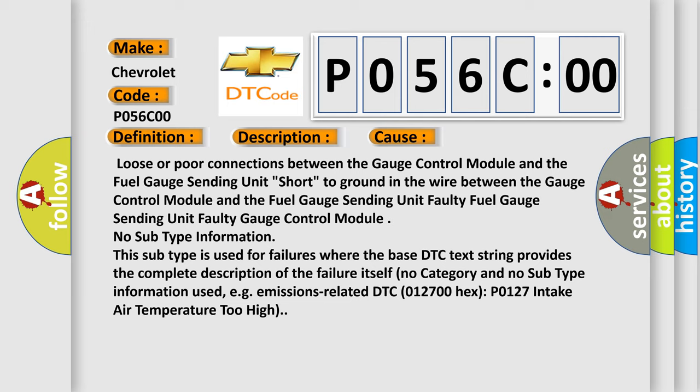No subtype information. This subtype is used for failures where the base DTC text string provides the complete description of the failure itself. No category and no subtype information used, e.g. emissions related DTC 01270 hex P0127 intake air temperature too high.